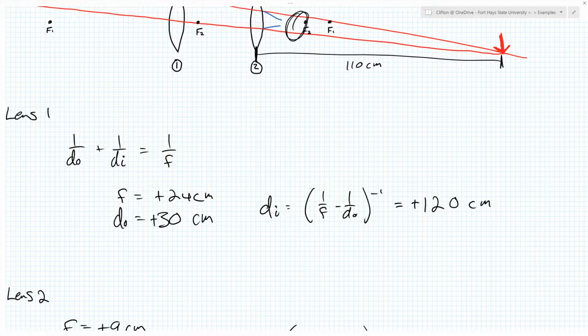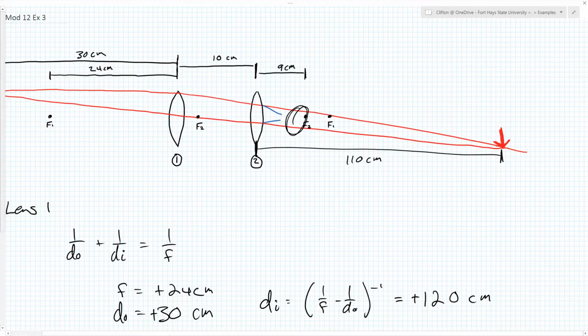Whether or not that image is going to be upside down, it's hard to tell just by looking at the ray diagram, so I'll just calculate the magnification to determine whether or not that image is going to be upside down or not. The second question is whether or not this image is real, and to determine if the image is real, it's the same as it was before. Are the light rays going through that image?